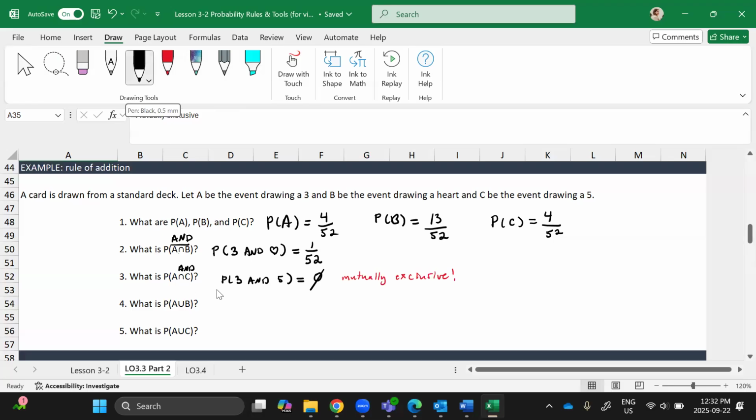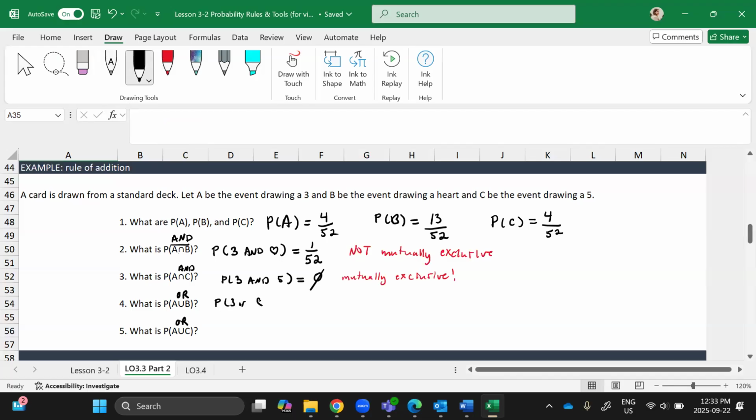Now let me show you how these ands probabilities, when you have mutually exclusive, they can't occur at the same time, versus not mutually exclusive, they can occur at the same time, and how that influences the rule for finding or probabilities, A or B, A or C.